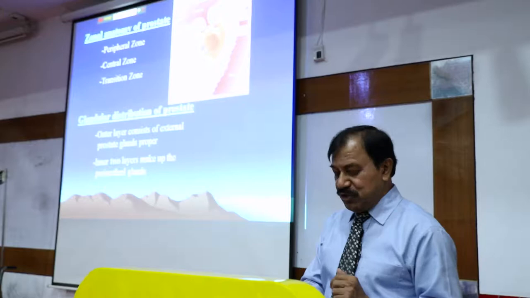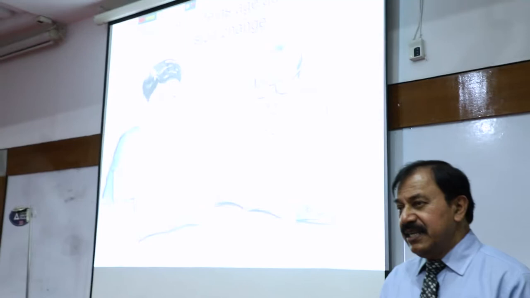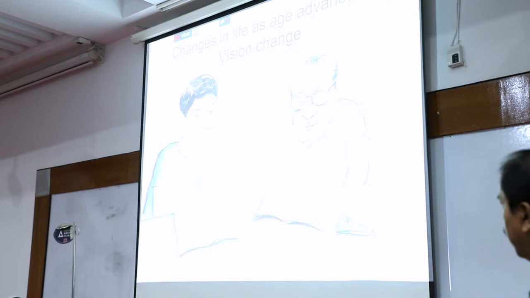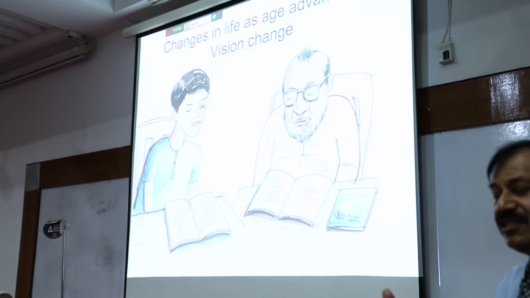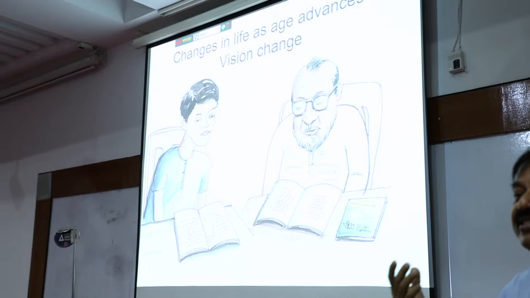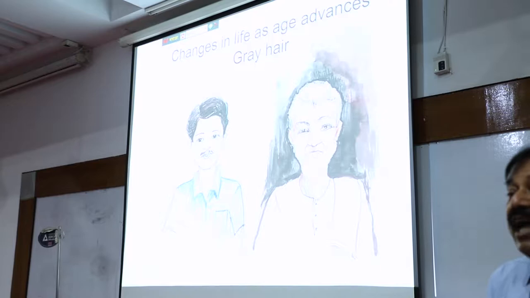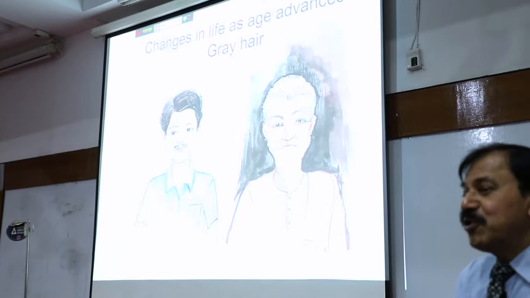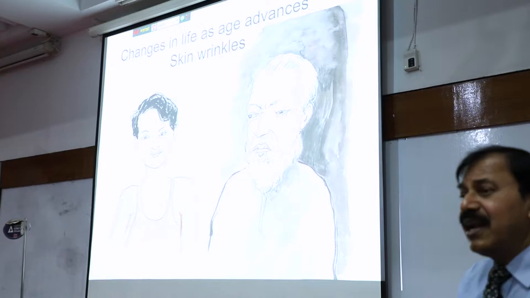If you go further, to simplify the thing, with the advancement of age some change within the human body is inevitable. Vision changes as age advances, so some persons need spectacles. That is normal. Hair becomes gray from black. That is normal. The skin becomes wrinkled. So it is not a disease. It is the aging process.